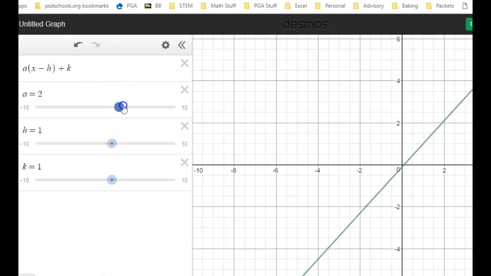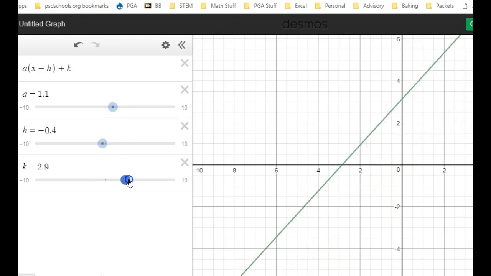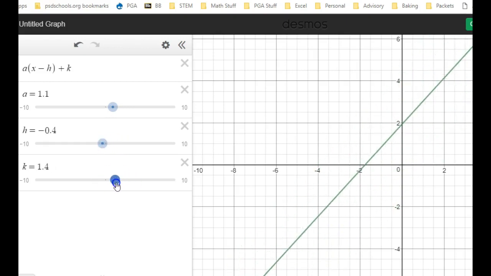So now if my a value changes, look at what happens. Then if my h value changes, where does it go? Where does it move to? And again, with my k value. So you can always add sliders to Desmos and play around and tweak it to make it do everything that you want it to do. So that's a fun way to do that as well.